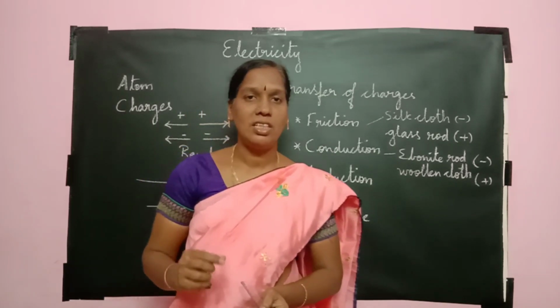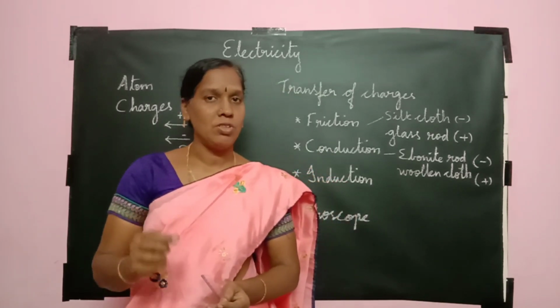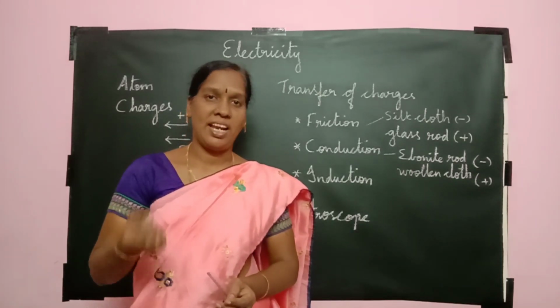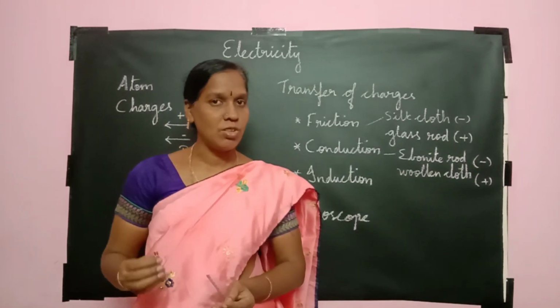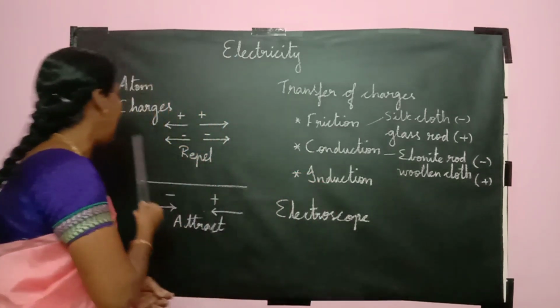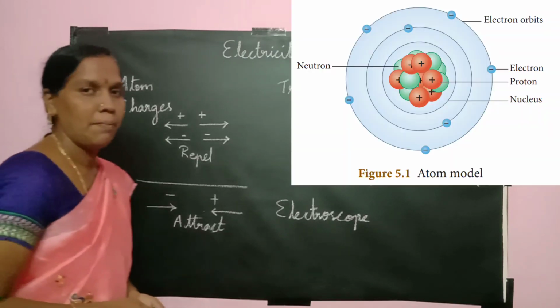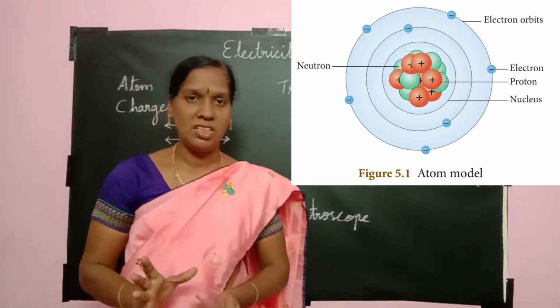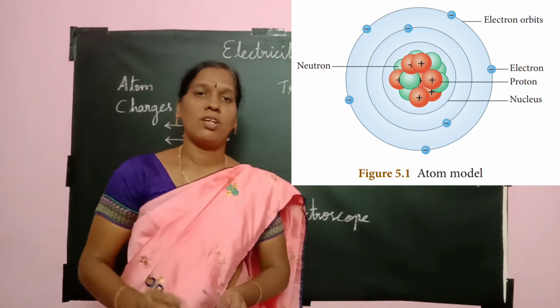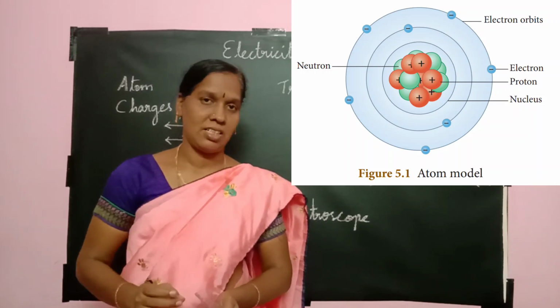Now we are going to see deeply in this lesson about the charges, the transfer of charges, electroscope, electric circuit and then its applications. Now we are going to discuss the atom. So what do you mean by atom? An atom is the smallest particle and it consists of subatomic particles, that is protons, neutrons and electrons.